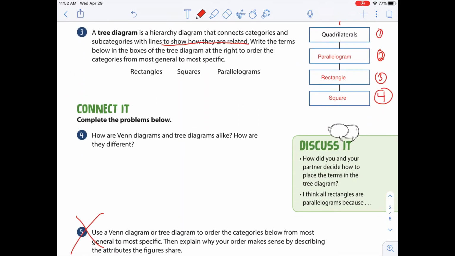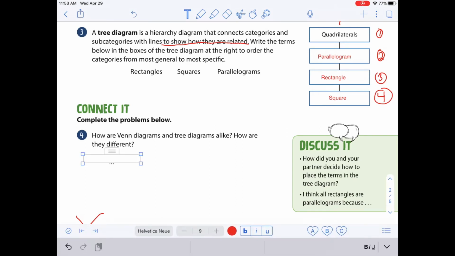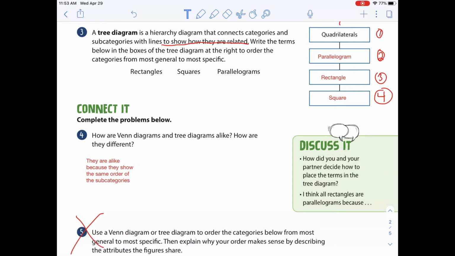So how are Venn diagrams and tree diagrams alike? How are they different? Well, they are alike because they show the same categories. They show the same order of the subcategories. Now remember, those subcategories are first parallelogram, second rectangle, third square. Okay, let's go back here.